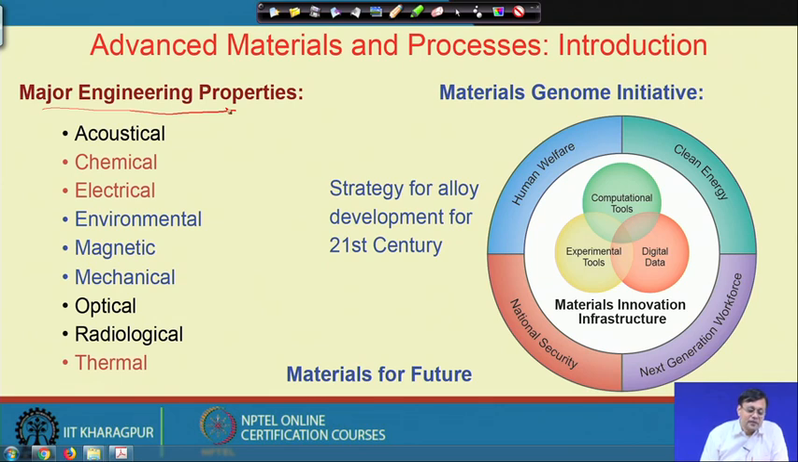However, with a metallurgy background, we mostly concentrate on the blue colored ones written here. Environmental means oxidation or any kind of degradation in an aqueous medium and so on, then magnetic properties and also the mechanical properties. All these 9 properties were considered, and the material has been selected based on these properties so far. But in the 21st century, the trend of choosing material has many more considerations for selection.